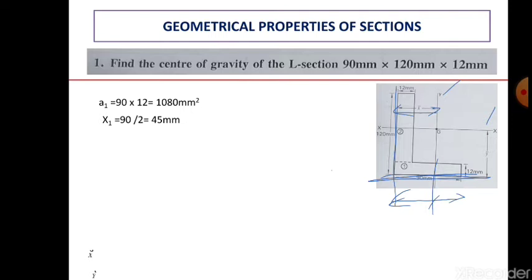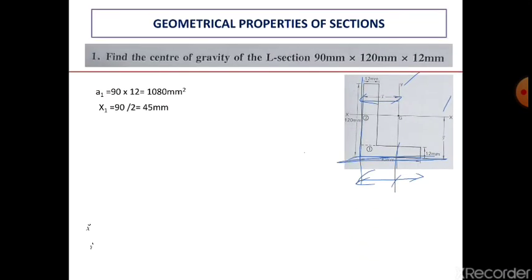Next is y1, right? So for y1, what will we be taking? We will be taking 12 by 2, because 12 is in the vertical direction, that is, in the y-axis. So we will be taking half of that to the reference lines. Here there are two reference lines, along the x-axis and along the y-axis. Now this is all the calculations for the first area.